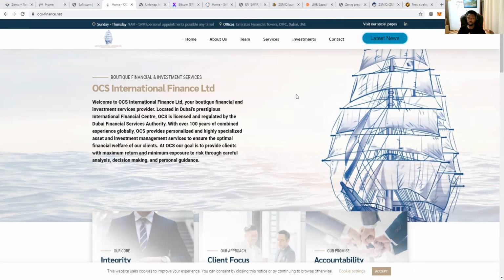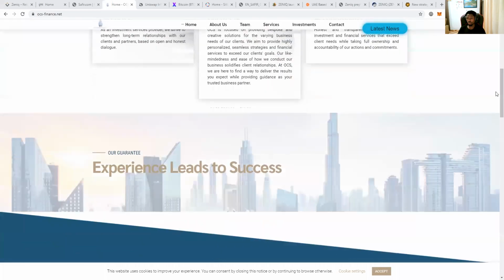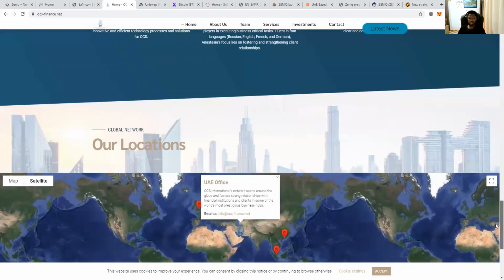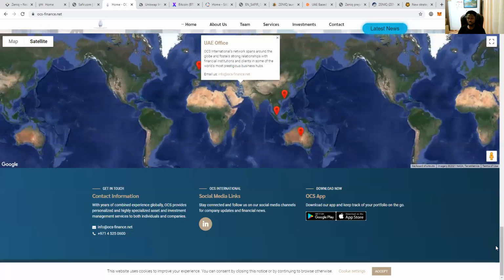Zeniq, which is into the technology, Sapphire, which is into the marketing broadly, and the OCS, which is into the banking. So these three firms come together to make whatever we're going to talk about this evening possible. And when we are looking at the OCS, in as much as they have their credibility, we can go all the way to check about its locations as well, what they stand for.